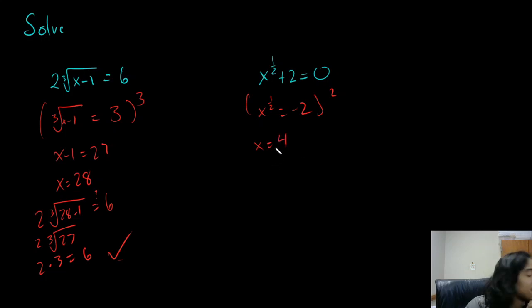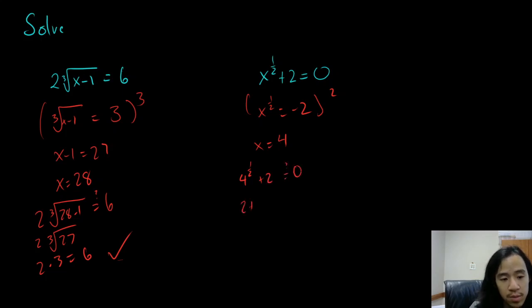So let's go ahead and do the same thing. Alright, so we need to plug this in. So we'll get 4 to the 1/2 plus 2. Is this equal to 0? Square root of 4, that's 2, plus 2, that's 4. And this is not equal to 0, so this does not work out. This is extraneous. So the answer is actually no solution.